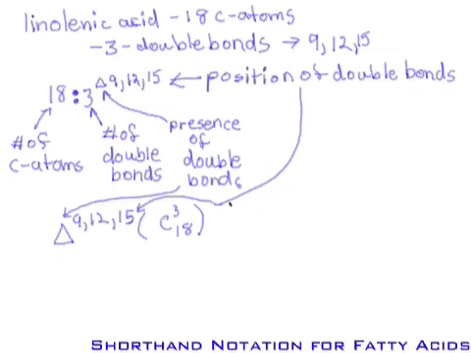What do you do when there are no double bonds? What would you say, for example, for stearic acid, which has 18 carbons but no double bonds? The shorthand notation for stearic would be 18 colon 0. There'd be no delta, no numbers. It would be C18 0. So you can practice these designations, and some are given to you in your handout notes. So we have several ways of designating fatty acids.